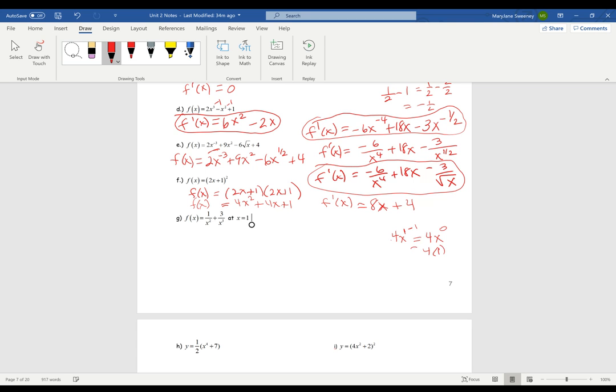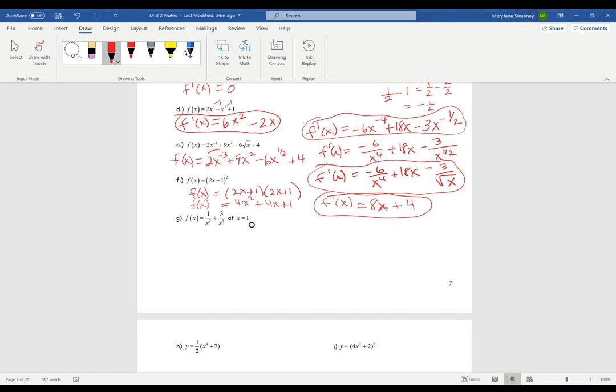But then 4 times 1 is 4. So it ends up just being the coefficient there. And the derivative of 1 is 0. So we're done there.